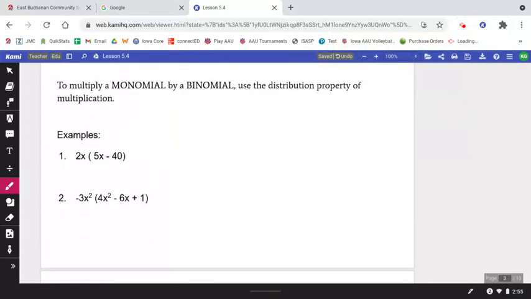The next one we're going to do is a monomial times a binomial, and we are going to be using the distributive property again. So this one has x to the first here. So when I multiply these, it will become 10 because I'm multiplying my coefficients, and then adding my exponents would become x to the second. This one is 2 times -40, which is -80, and there is no other exponents to add, so it just stays as x to the first.